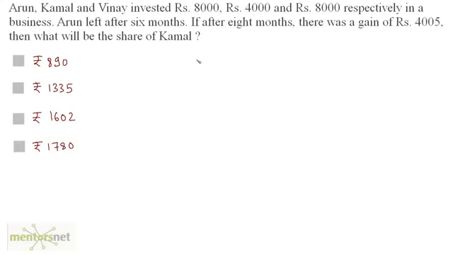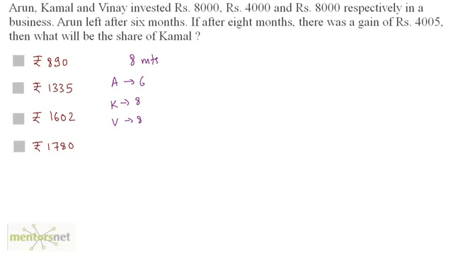What is the total time period that is given to us in this question? Well, it is written that after 8 months there was a gain of 4,005. So the total time period is 8 months. And out of these 8 months, Arun left after 6 months. So Arun did business for 6 months, whereas Kamal and Vinay were there all the time, right? So K is 8 and V is 8.